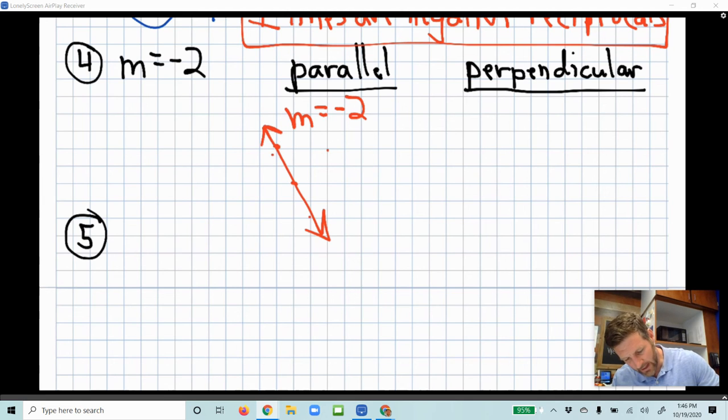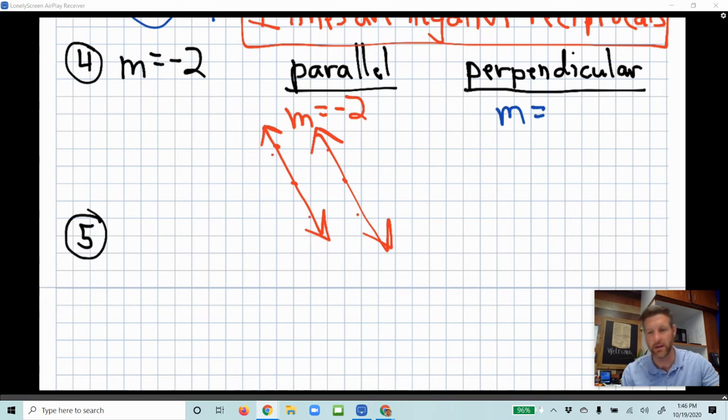If I go down 2 over 1, down 2 over 1, and I graph that, boom, perfectly parallel lines. Okay, perpendicular, the slope of the perpendicular line is going to be the opposite. So it's going to be positive because the first one's negative, and it's going to flip 2 upside down. So instead of 2 over 1, it's going to be 1 over 2.